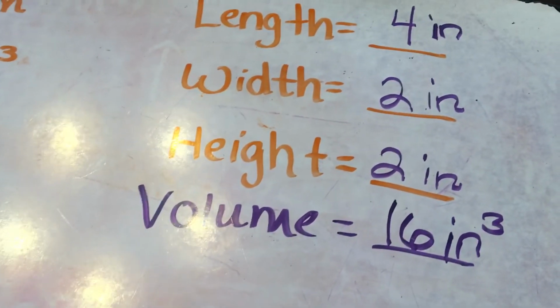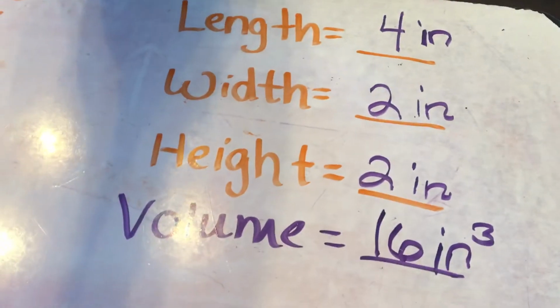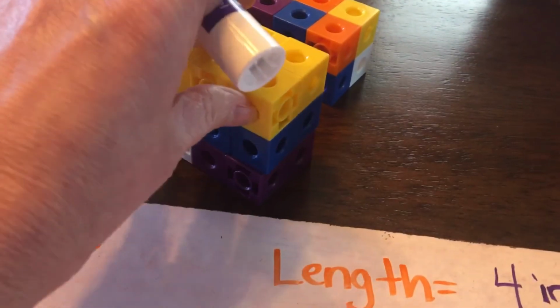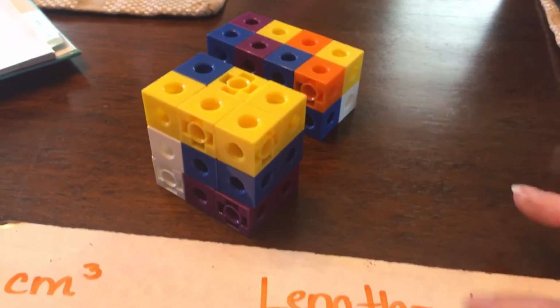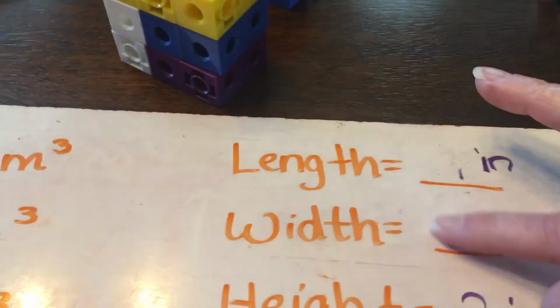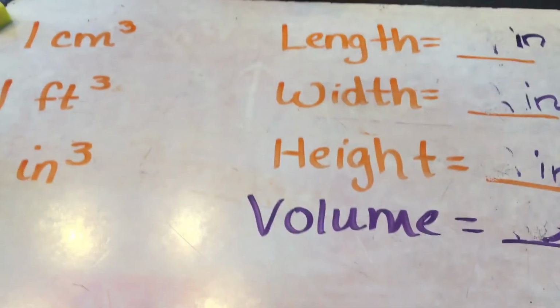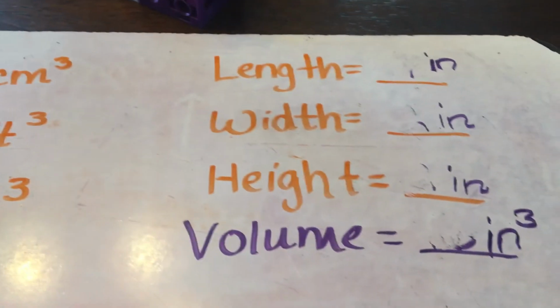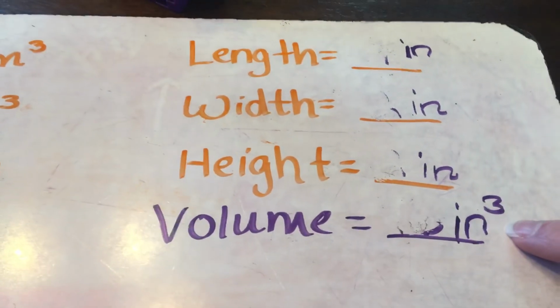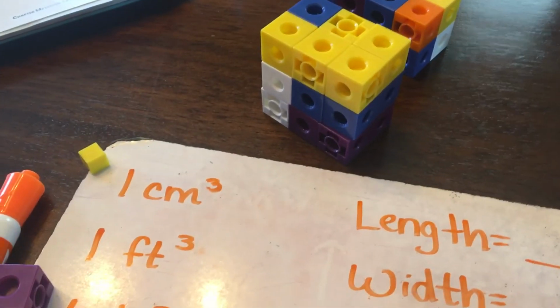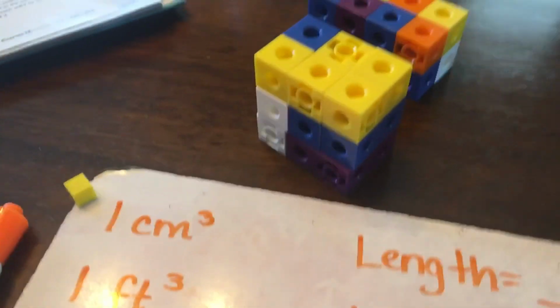If I had another figure, I'm going to put this figure here, and I'm going to do the same thing. I'm going to look at my length, my width, and my height. I'm just going to erase my stuff here. I'm going to leave my units because I know that I'm using these cubes, and each of these cubes is an inch, a cubic inch.